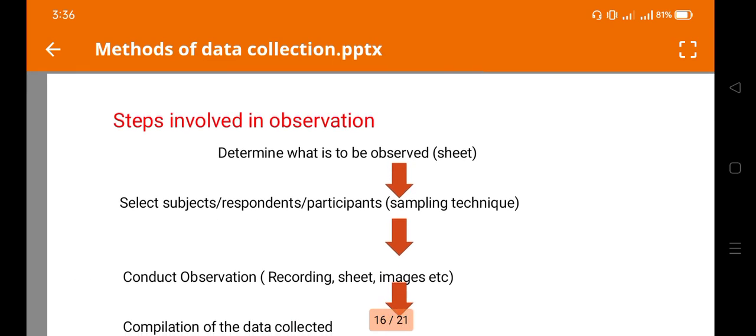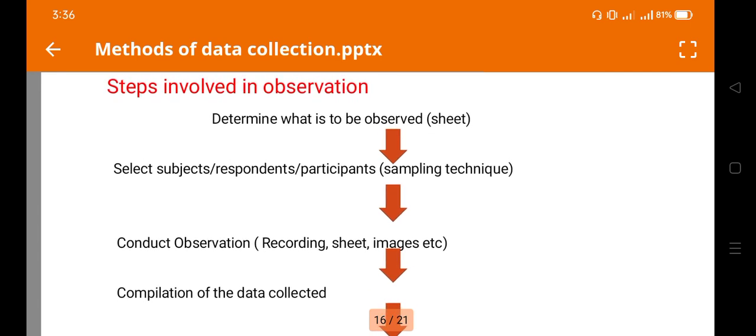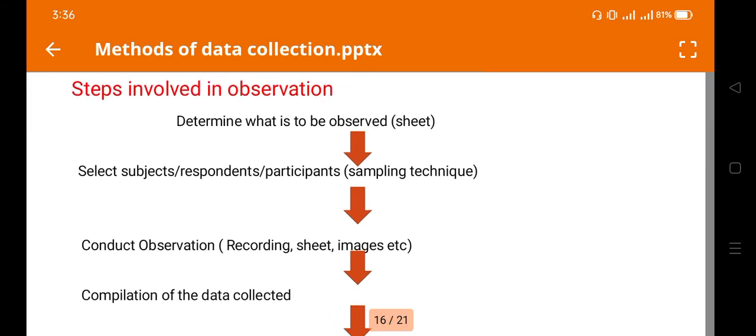And then steps involved in making observation is you have to determine what is to be observed, and select subject or respondent or your participants while selecting or just compiling your sampling technique you apply. And then you conduct observation, recording sheets and images, and then compilation of data.